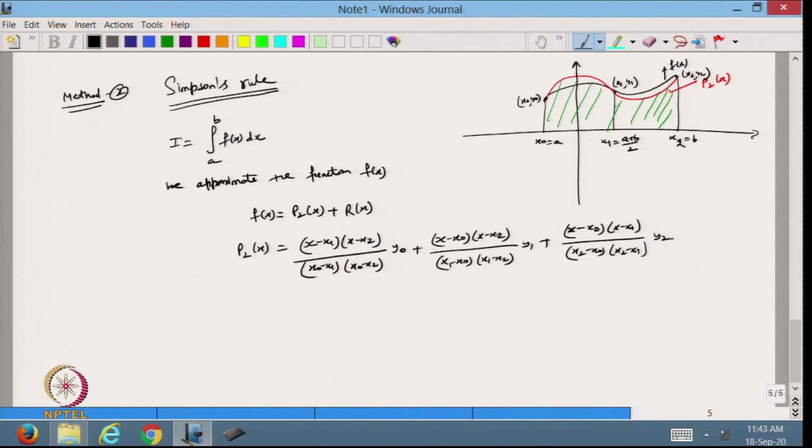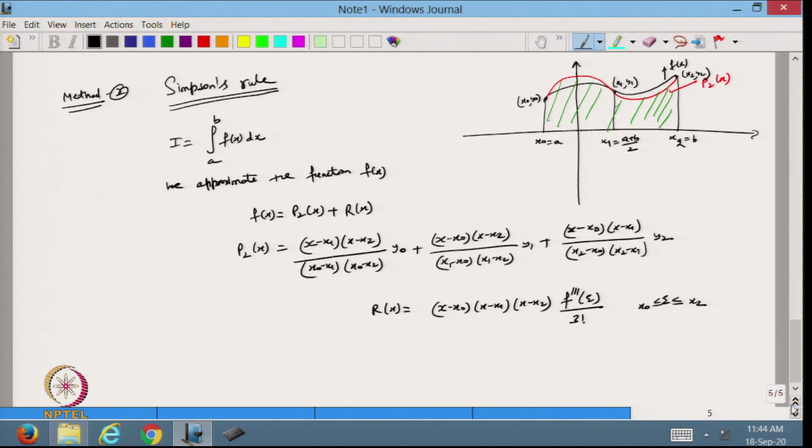And that is y2, and the error term Rx is the remaining term. So, I know that this will be equal to (x minus x0)(x minus x1)(x minus x2) times f third derivative of xi divided by 3 factorial, where xi lies between x0 and x2. So, this is the corresponding error in approximating the function with the second degree Lagrangian interpolating polynomial.